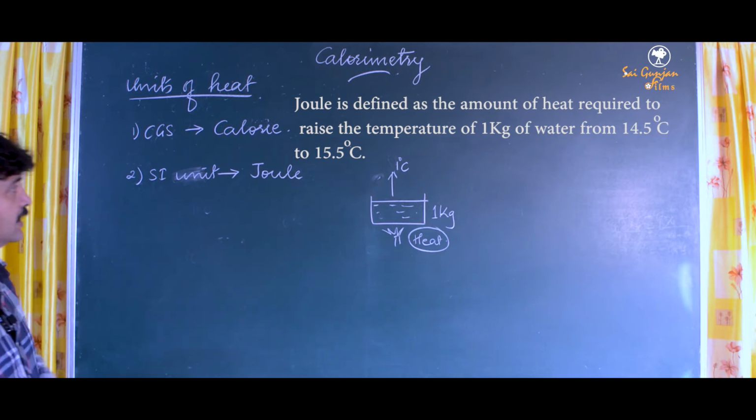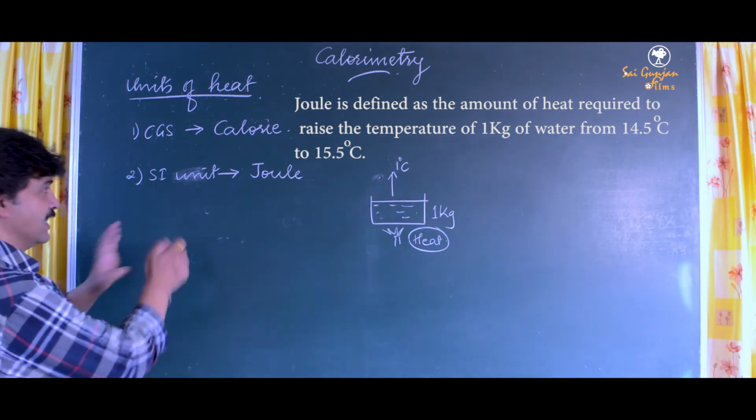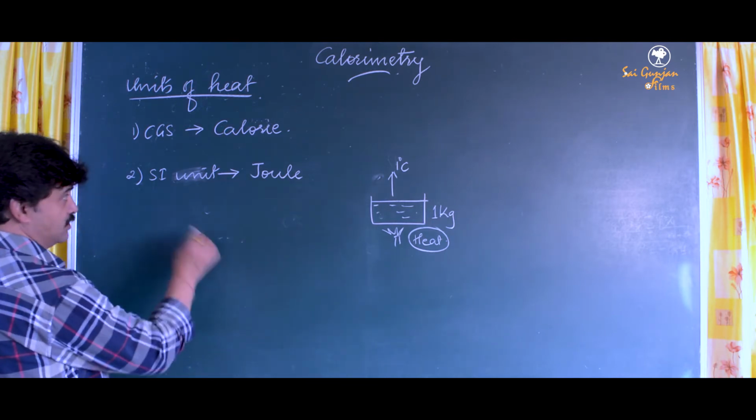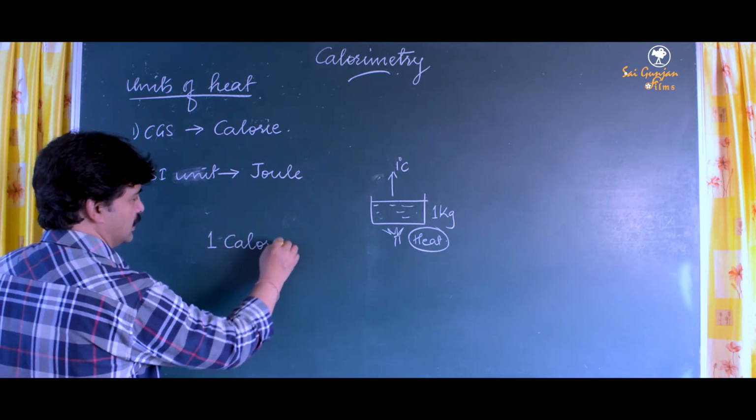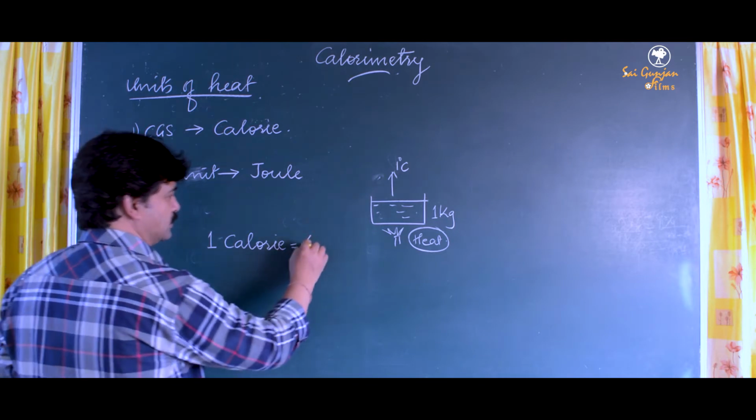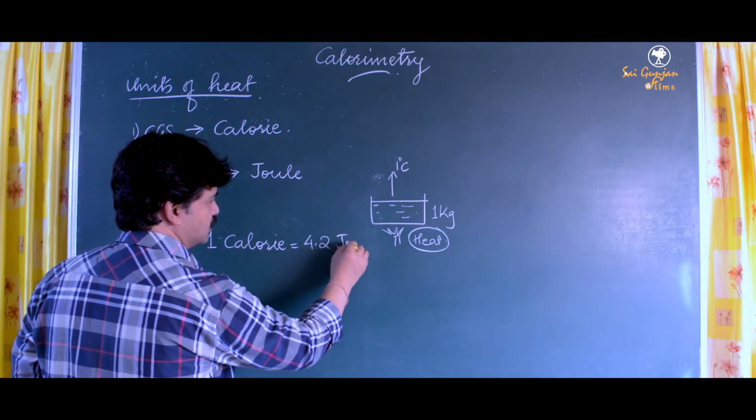So these two are the units of heat and their relation is very important for you to remember. 1 calorie is equal to 4.2 joule.